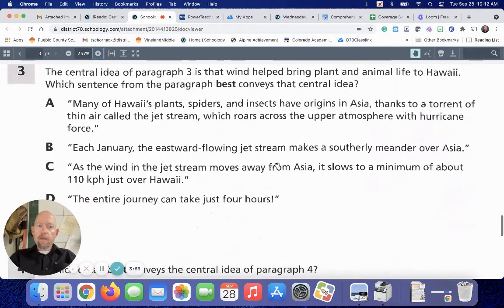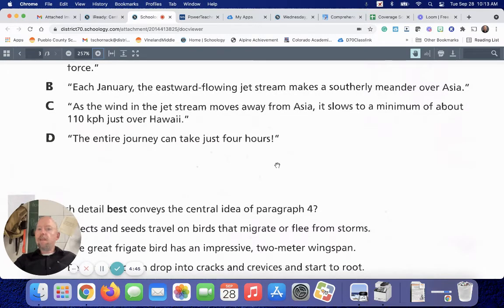Then if we go to page 10, let's look at the central idea of paragraph 3 is that wind helped bring plant and animal life to Hawaii. Which sentence from the paragraph best conveys the central idea? A, many of Hawaii's plants and spiders and insects have origins in Asia thanks to a torrent of thin air called the jet stream, which roars across the upper atmosphere with hurricane force. B, every January, the eastward flowing jet stream makes a southerly meander over Asia. C, as the wind in the jet stream moves away from Asia, it slows to a minimum of 110 kilometers per hour just over Hawaii. D, the entire journey can take just 4 hours.